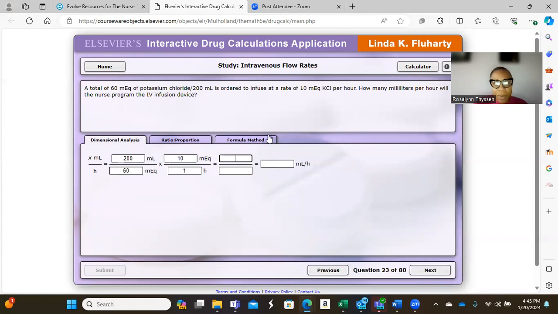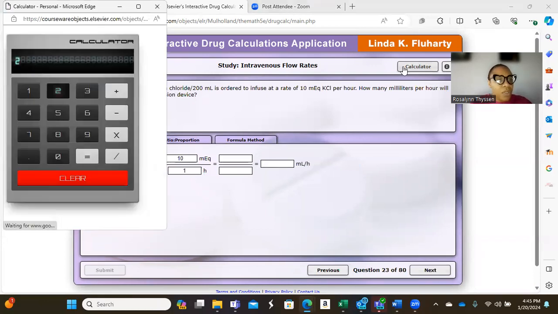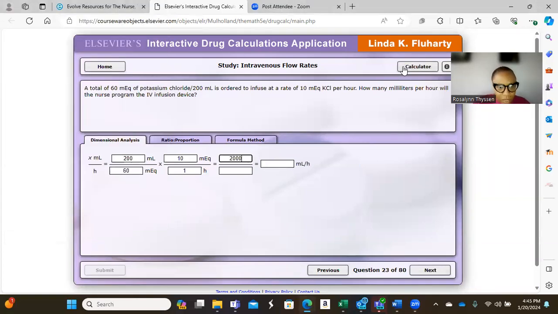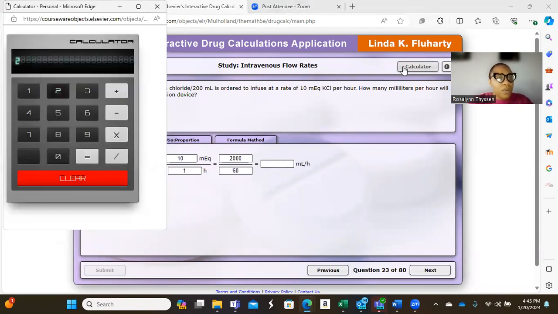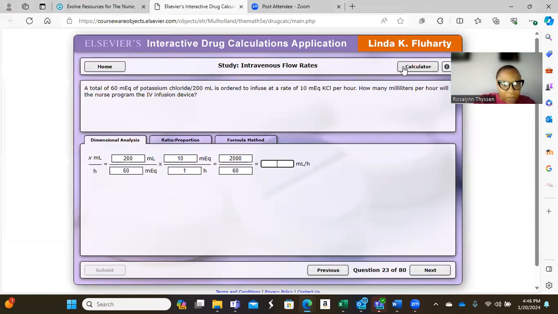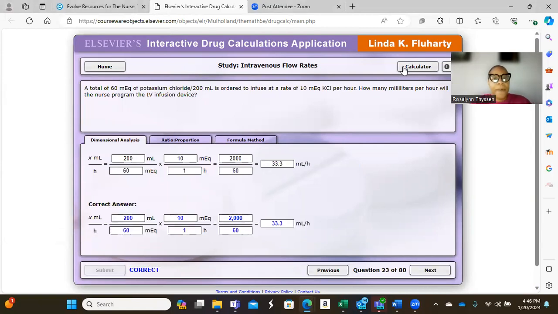So all I do now is multiply straight across. So 200 times 10 is 2,000. And then 60 times 1 is 60. So then I do 2,000 divided by 60. That'll give me 33.3, and so on. Did it tell me to round? It didn't tell me what to round. So I'm just going to do 33.3 mils per hour. Okay.